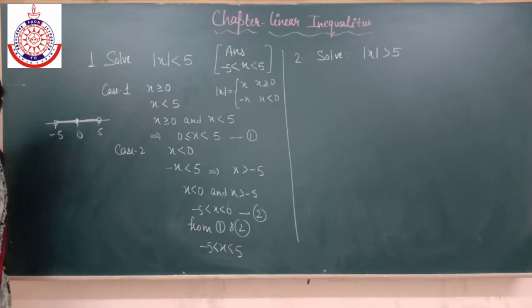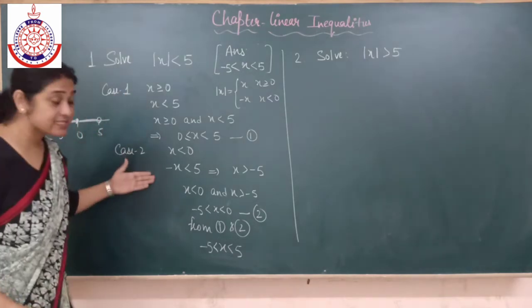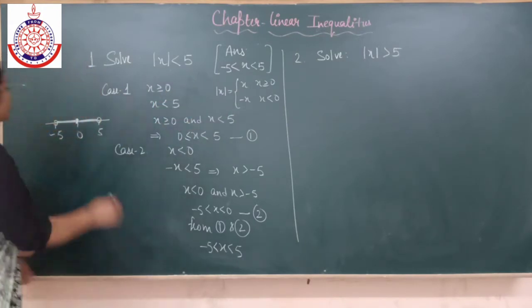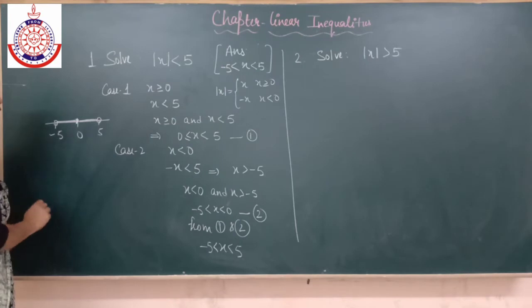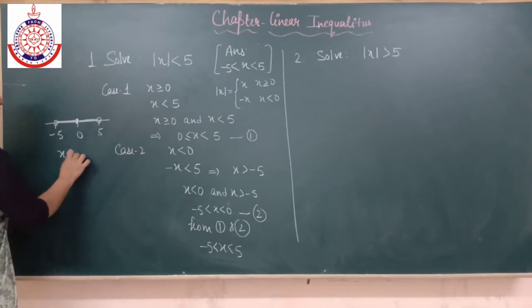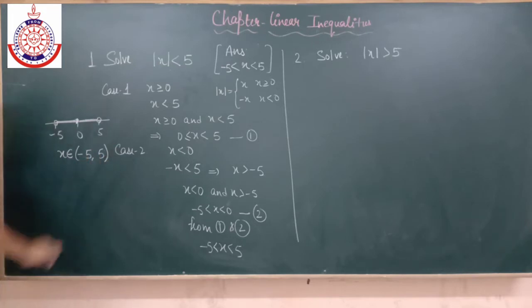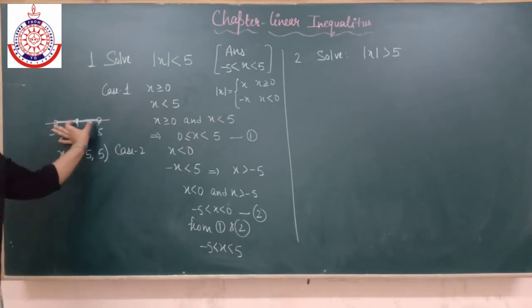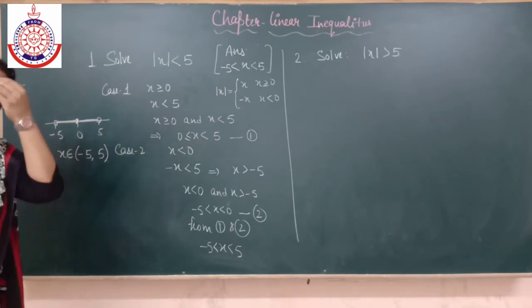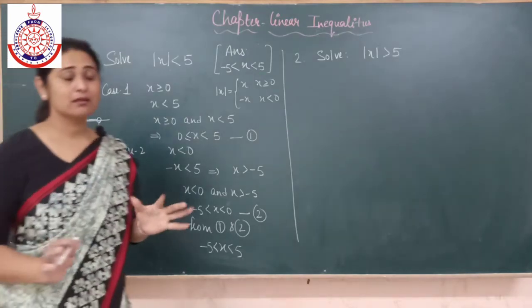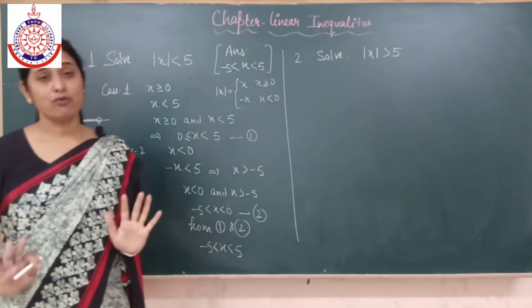So what is the common solution? This case and this case is 'or', either this or this. Or means union of both. What will come in the union of both? That means x belongs to minus 5 to 5. This or this, minus 5 to 5. Is it clear? So you don't have to cram something. Number line is the easiest way to take help of.